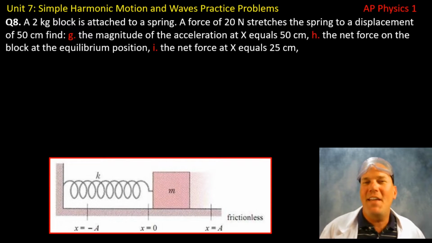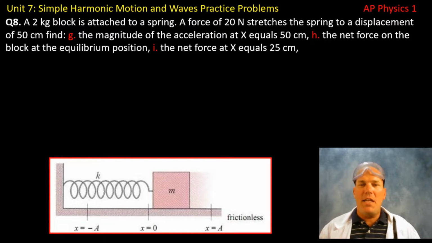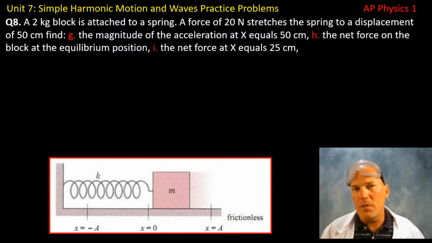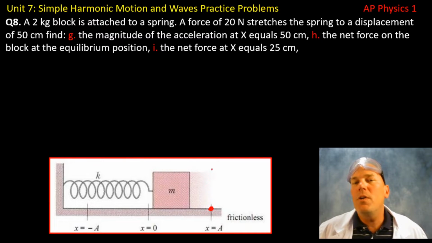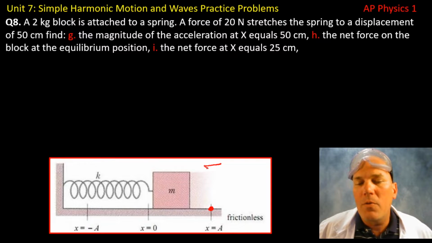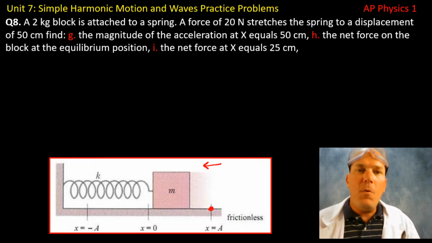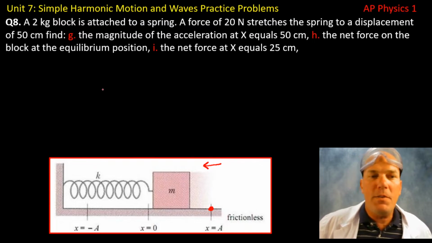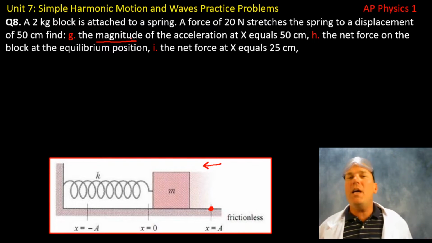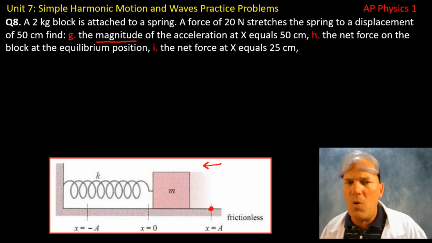Parts G, H, and I. Find the magnitude of the acceleration at x equals 50 centimeters. Magnitude of the acceleration right here. What do we know about that? We know we have our greatest acceleration. We have our greatest force, and this force is to the left, and this acceleration is to the left. However, this question says magnitude, so we're not concerned with sign. We're not concerned with the direction of this vector. We're concerned with the magnitude only.